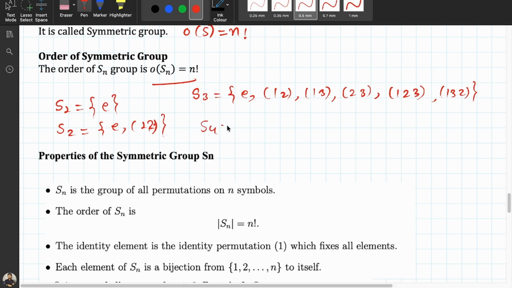In S4, how many elements are there? What is the order? It is 2 into 3 into 4, so 24 elements are there. We can't write out every element, but we can find what the types of elements are.